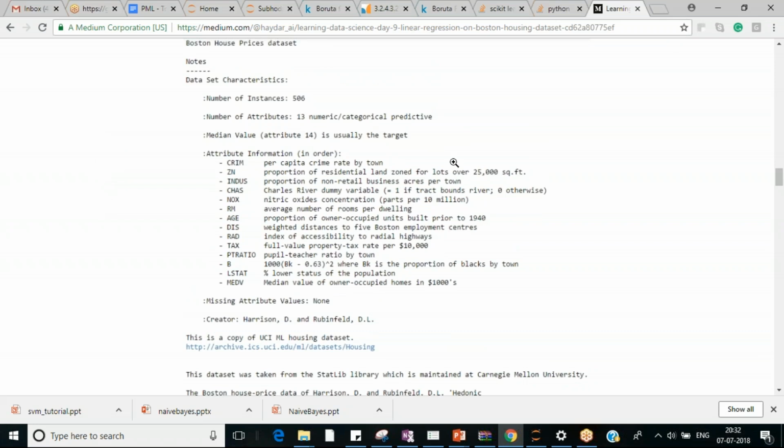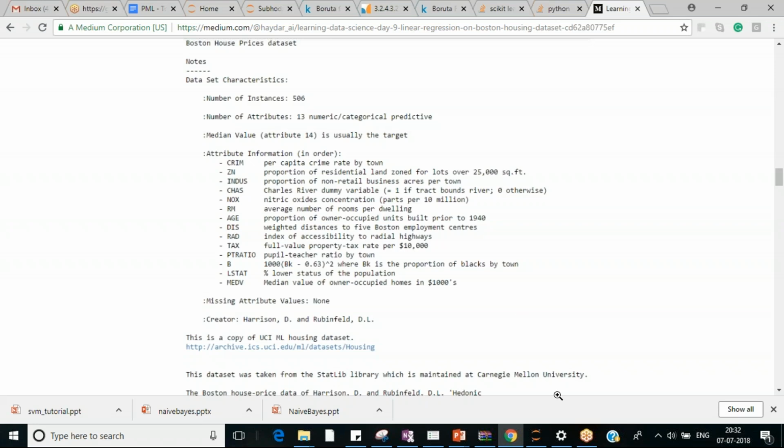So just see what it was, just to have a revision. There were 506 instances, 13 predictors, and one target. Basically, you are trying to predict the price. The price is not here. So based on these features, you are trying to predict the price of the house. Okay.